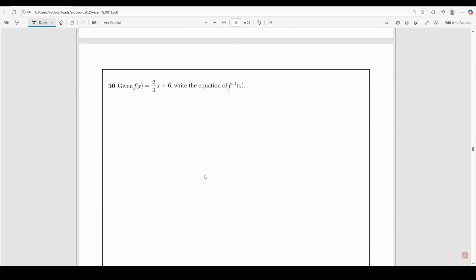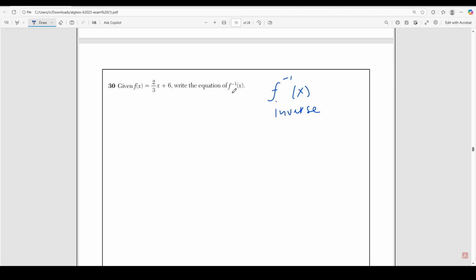Okay, number 30 says given f of x is equal to 2/3 x plus 6, write an equation for the inverse function of x. So whenever you see what seems to be f raised to the power of -1 of x, that's not actually raised to the power of -1. That's just called the inverse function, and it's kind of like looking at a function inside out.